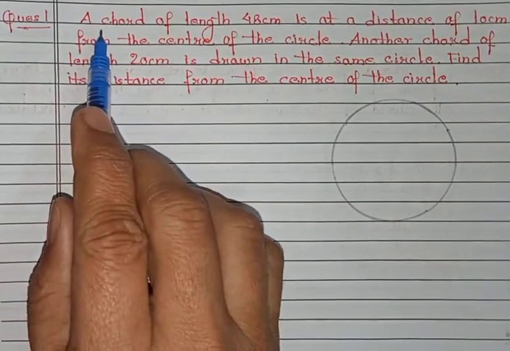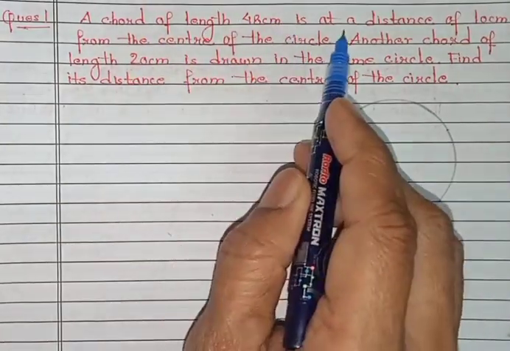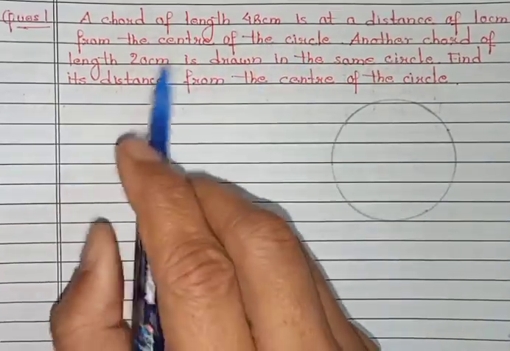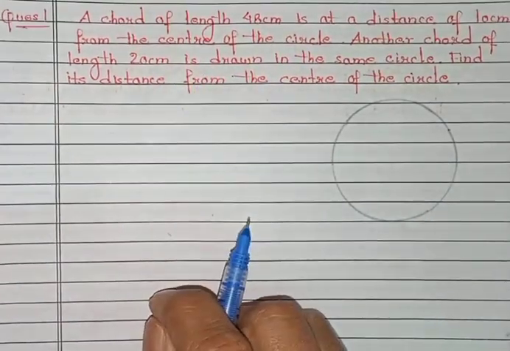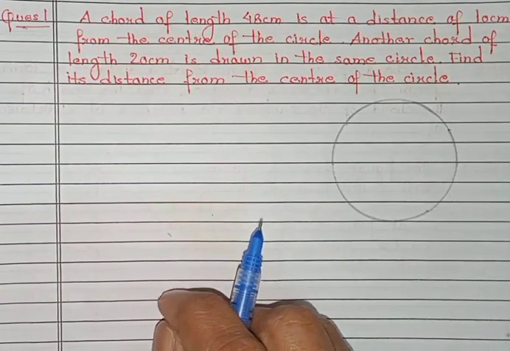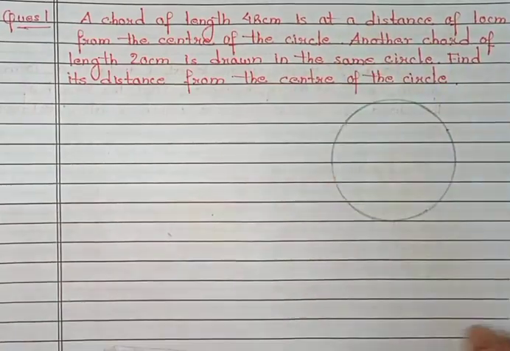Question 1. We have a chord of length 48 centimeter at a distance of 10 centimeter from the center of the circle. Now if you see in the first statement, they have given you the length of the chord and they have also given you the distance of the chord.